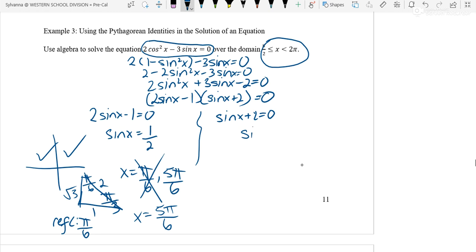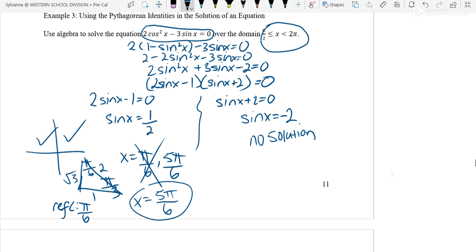Okay, the other one, sine x is equal to negative 2. This is actually no solution. Sine cannot be 2, ever. So there's no solution to this one. And then that's it. So that's our only answer here.